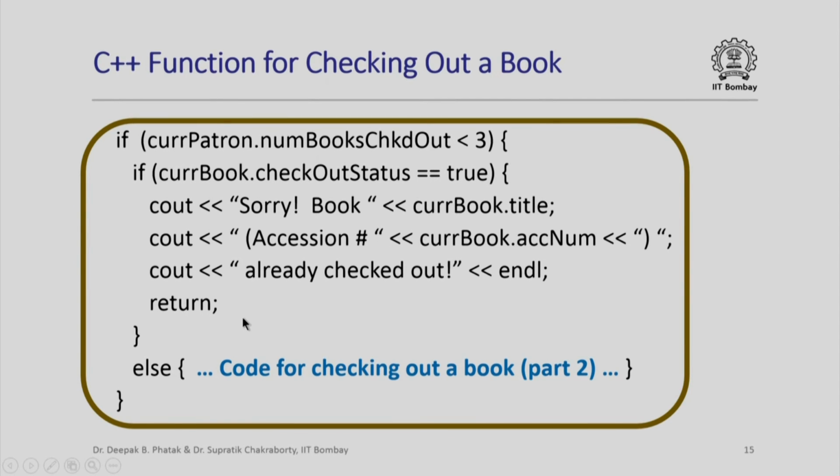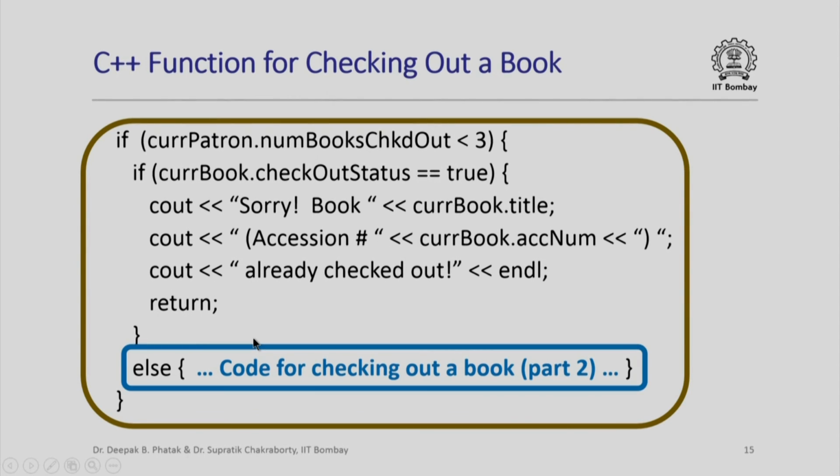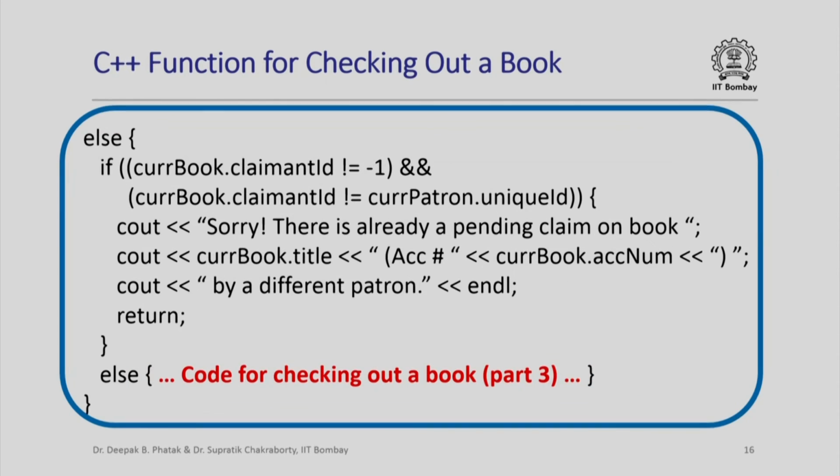Well, if the book has not already been checked out, then what should we do? Can we go ahead and let the patron check out the book? Not yet. We have to first see whether there is any claimant for that book, and in particular if there is a different claimant for the book compared to the current patron. So we have to first check if there is any claimant for the book. Claimant ID of current book being -1 means that there are no claimants. Claimant ID being not the same as -1 means that there is some claimant, and if there is a claimant, then is the claimant the same as current patron?